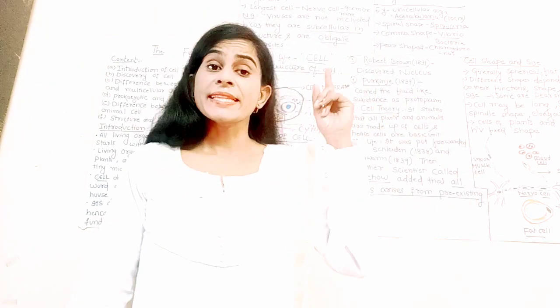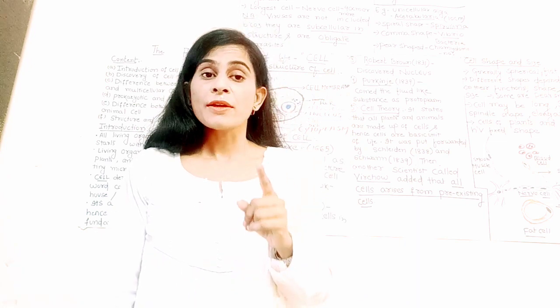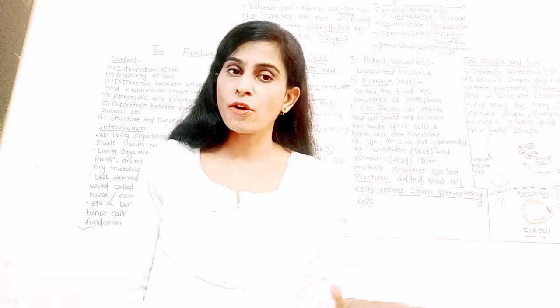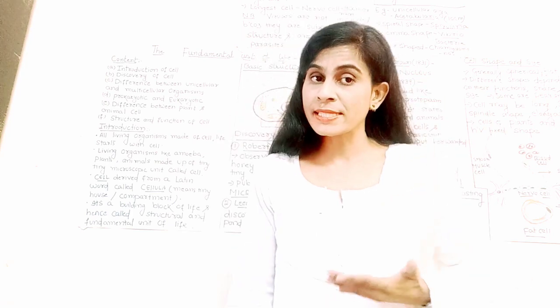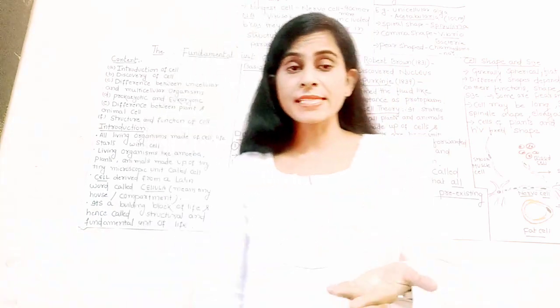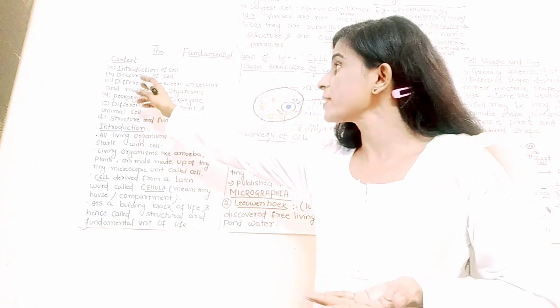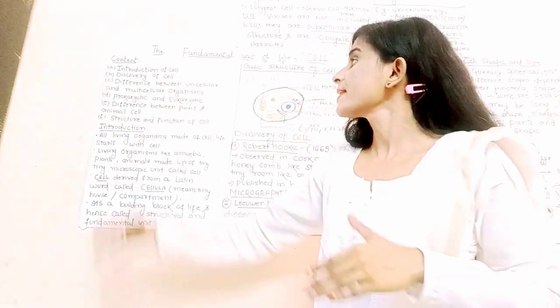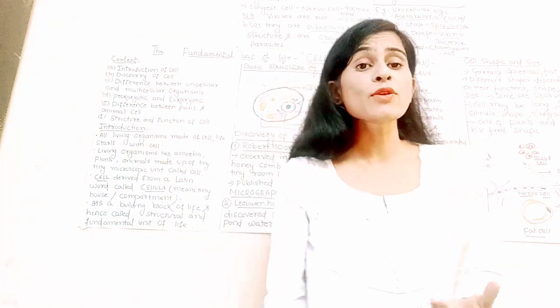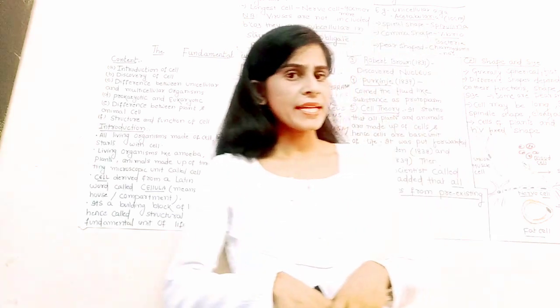So here in this lesson, we are just discussing the cell only. How the cell came into existence. What were the discoveries of the cell? We are going to discuss the discovery of the cells. Then the difference between unicellular and multicellular organisms.